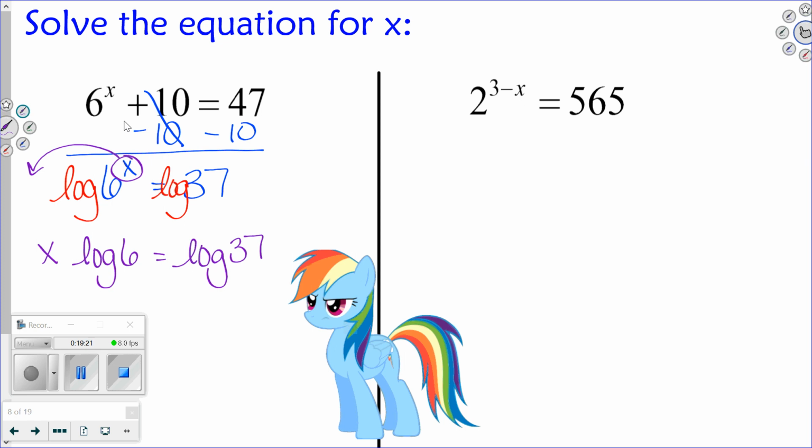Then what? I just divide 37 by 6. It's not just 37 and 6. It's the log of 37 will be divided by the log of 6. Remember, that is very different than just 37 and 6. So log of 37, close parenthesis, divided by the log of 6.